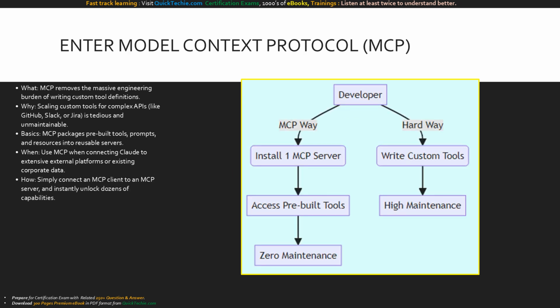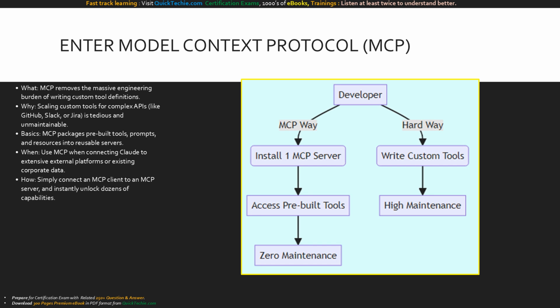Now let's introduce the MCP revolution. What does MCP actually do? It removes the massive engineering burden of writing custom tool schemas and implementation code. Why is this a big deal? Imagine writing custom tool functions for every single endpoint in the GitHub API. It is completely unmaintainable. The basics: MCP packages hundreds of pre-built tools into reusable servers.